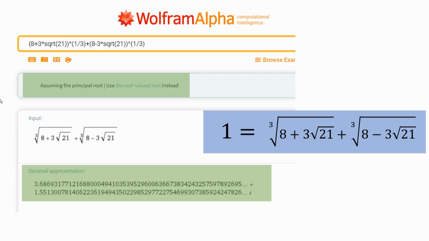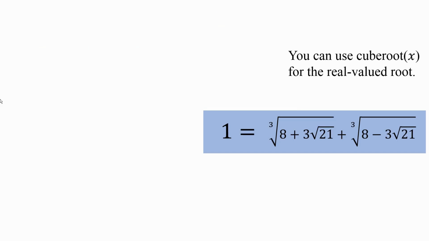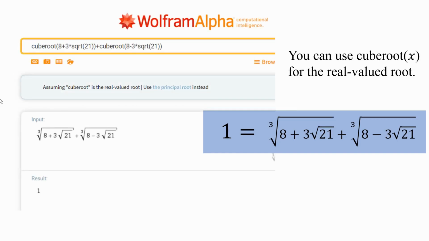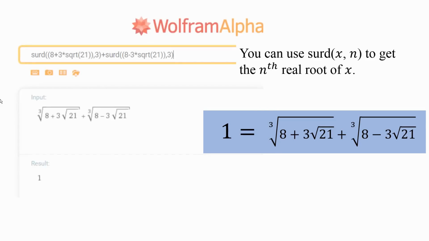The reason is the equation x cubed equals c has 3 solutions, and Wolfram Alpha will take the principal branch cut, which is most commonly used in higher mathematics. But we don't want the principal branch cut, we want the real valued root. So how can we force Wolfram Alpha to do that? There are a couple of ways. One is you can use the command CubeRoot, which in fact will give you the real valued root and you will get the answer 1, and for other roots you can use the command Surd of x, and this will give you the real nth root of x.